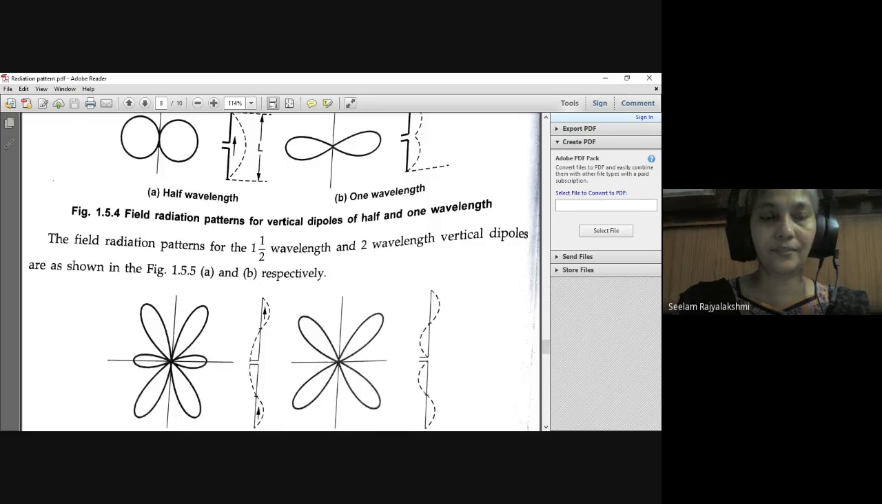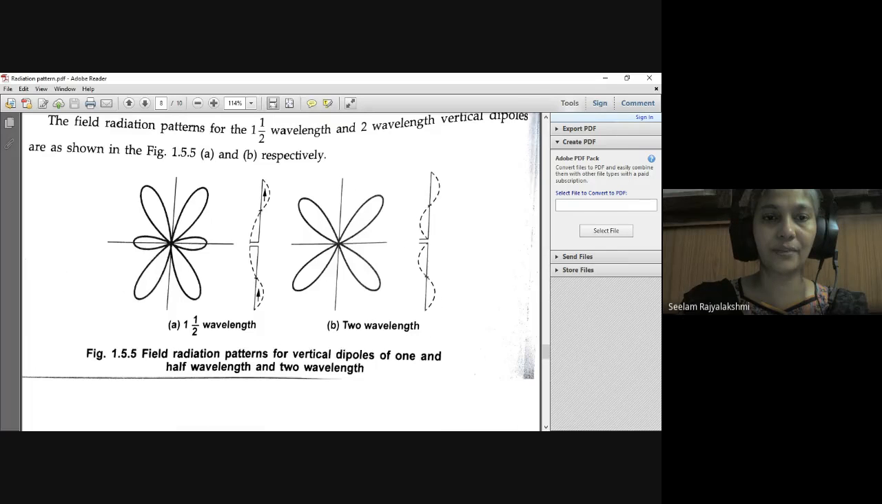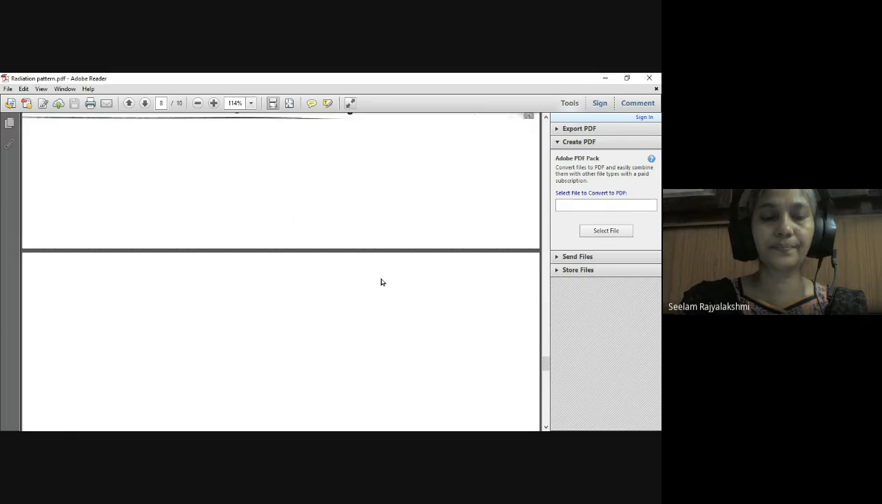And here the field radiation patterns for 1.5 wavelength and 2 wavelength vertical dipoles are shown. This is for 1.5 wavelength, and this is for 2 wavelength. This is the 2D graphical representation of the field radiation pattern for vertical dipoles.